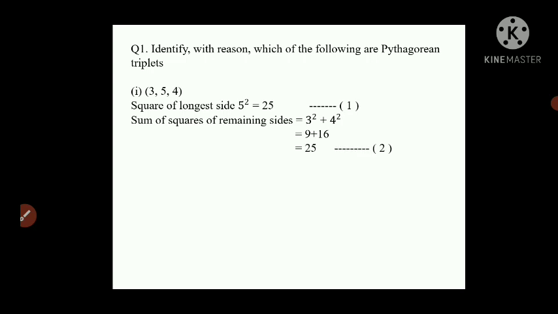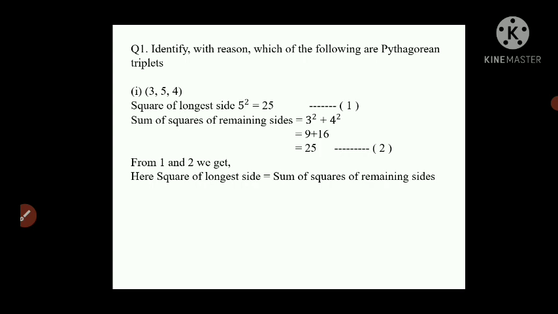Now you can see here from 1 and 2 both are equal. Square of longest side is equal to the sum of squares of remaining sides. So that means it is a Pythagorean triplet. The question may also be asked like this: the sides of a triangle are given and say whether the given sides are the sides of a right angle triangle. The steps will go the same.